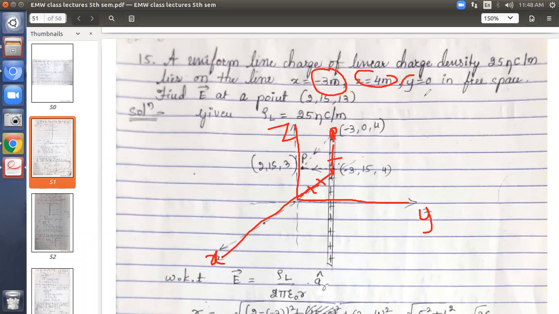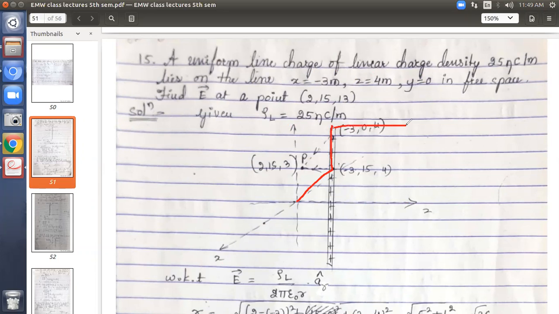Then y equals 0. There is no movement in this direction. So somewhere here the line lies. The line I have drawn. I hope you understood. First move 3 in the negative x direction, then move 4 in the positive z direction. No movement in the y direction, because y equals 0 is given. So don't go this way, only this. So this is the position where your line is lying. This is the first thing.